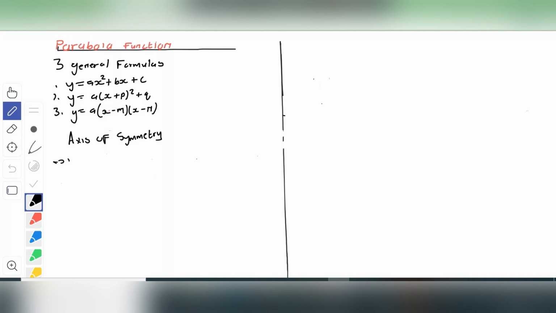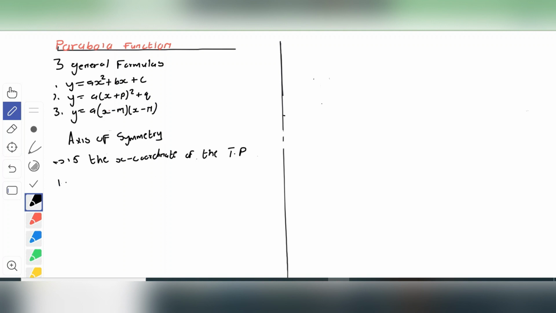So meaning the axis of symmetry is what? Is the x coordinate of the turning point, right? So like we said, we're going to do from 1 to 2 and 3 now.